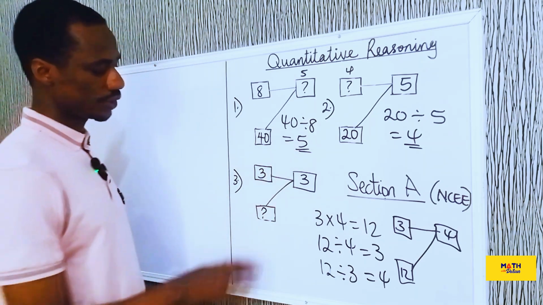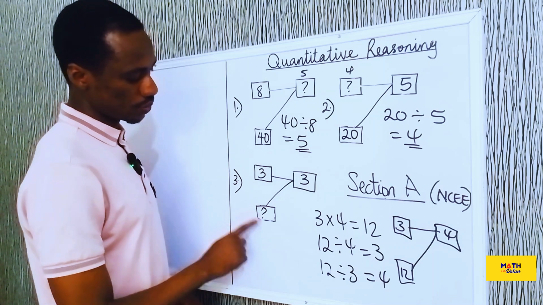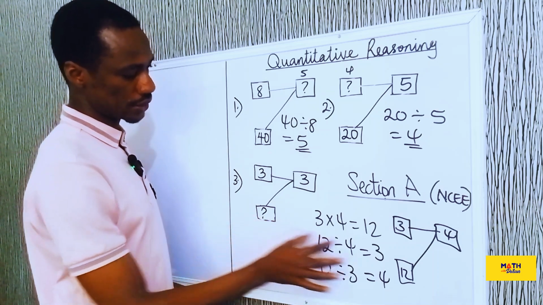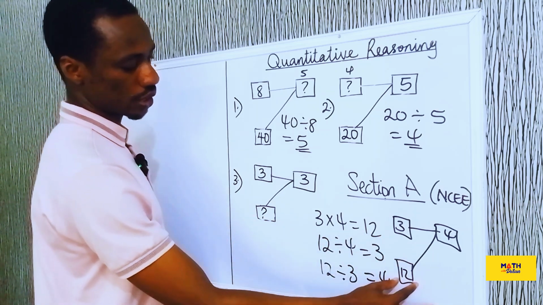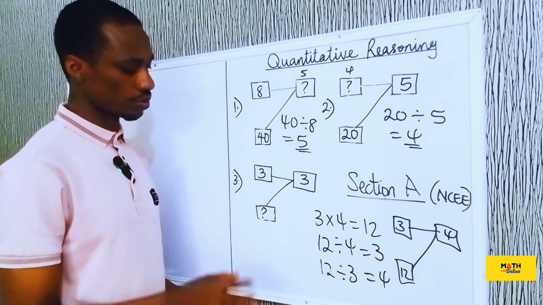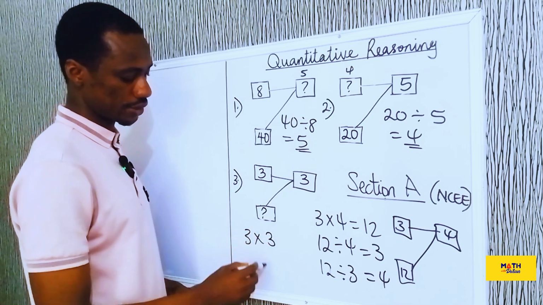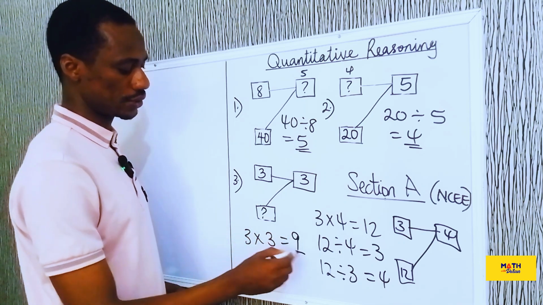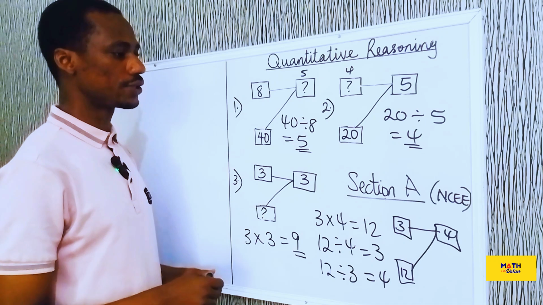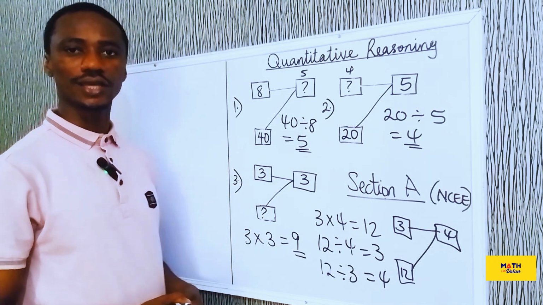Easy peasy, right? Then for the last question, number 3 under this session, we are looking for this pot, and that is the pot of 12. How did we get the 12? We did 3 times 4, so we multiply the two components. That means we're doing 3 times 3, and the answer is 9. So number 1 is 5, number 2 is 4, and number 3 is 9.